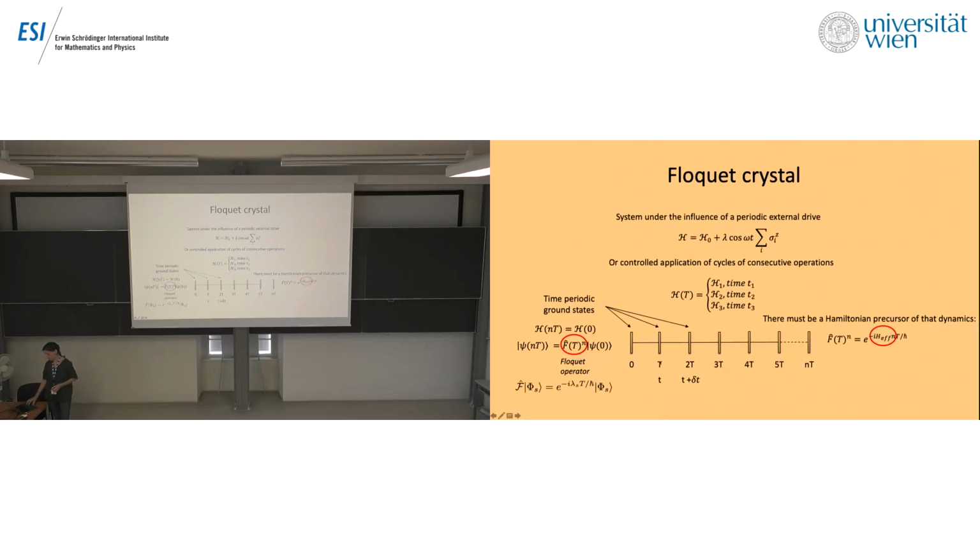This time-independent Hamiltonian at those stroboscopic times can be obtained from the Floquet operator, which in turn is obtained from the unitary evolution, the unitary matrix that goes from 0 to T. And from that unitary matrix, we can obtain the Hamiltonian that's the precursor of that dynamics, of that unitary, and that's the effective Hamiltonian, which is going to be time-independent and is going to be valid for all the stroboscopic times. So that's the basic approach we are following in this work.